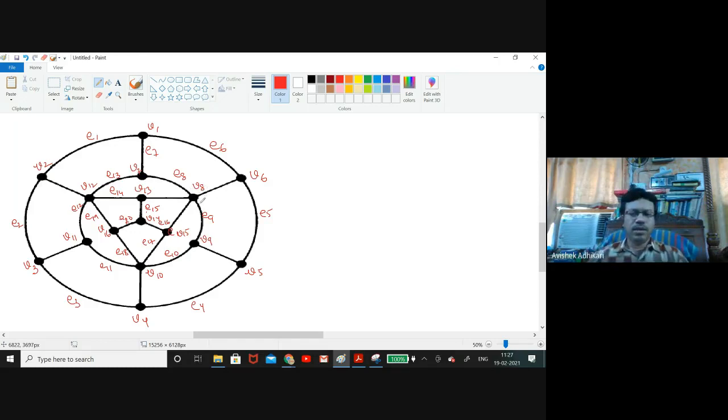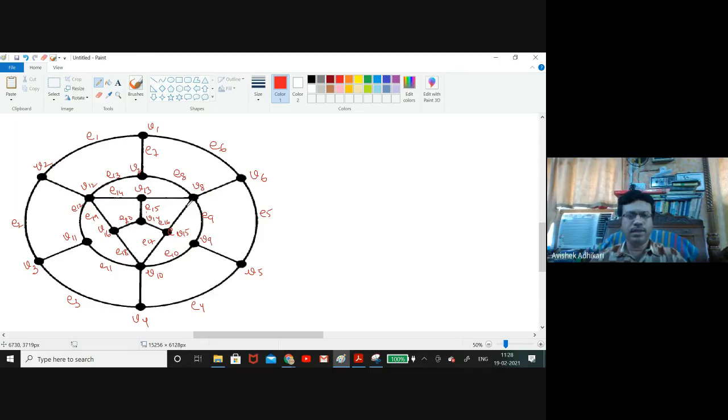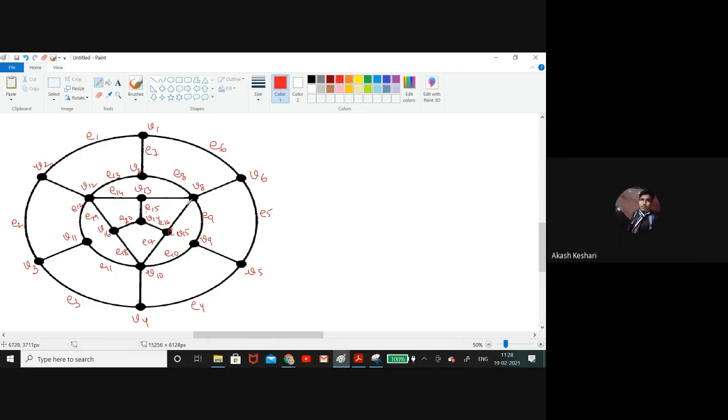Can you find some of this? Yes, sir, I find a path. Okay, a Hamiltonian path, and a circuit? No, sir, I can't find any circuit. Okay, so tell me this path.